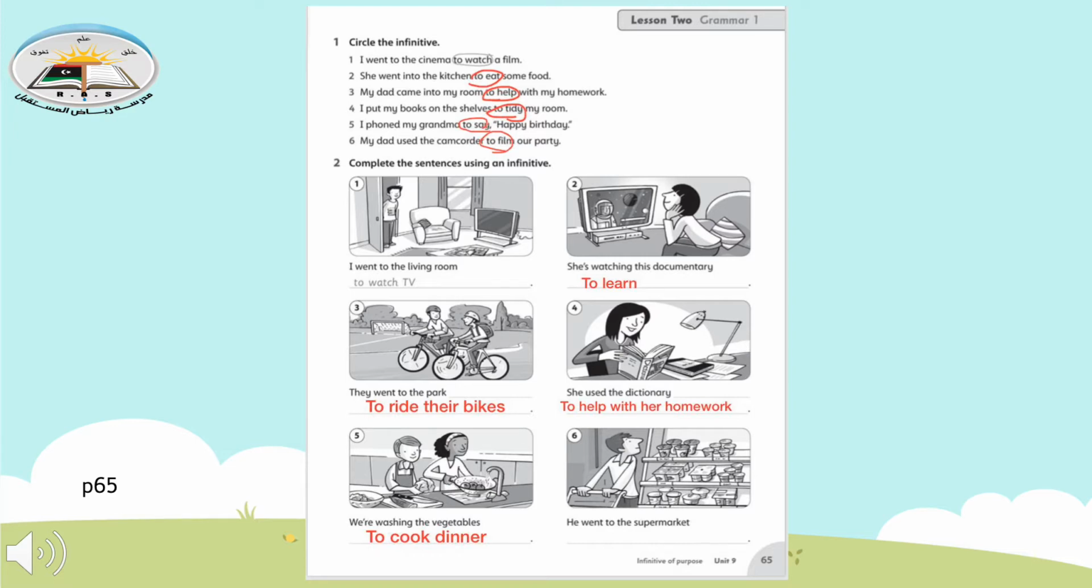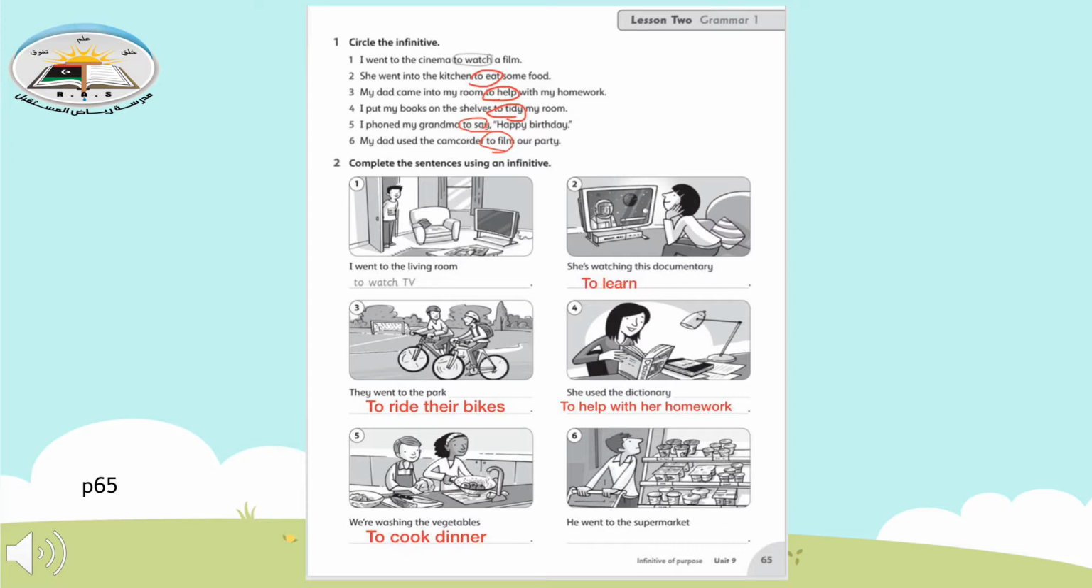Now let's move on to question number 2. Question number 2, complete the sentences using the infinitive. Number 1, I went to the living room to watch TV. So as we said in the class book, we use to give a reason for our action.